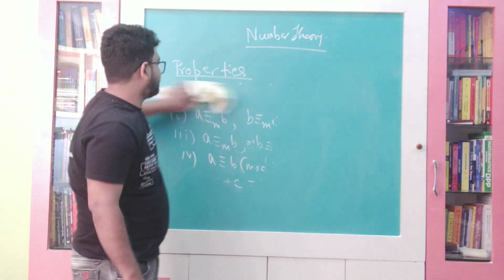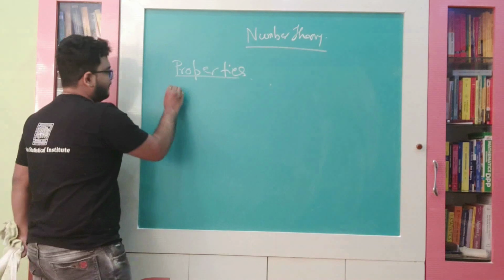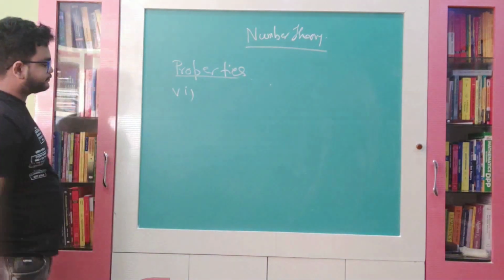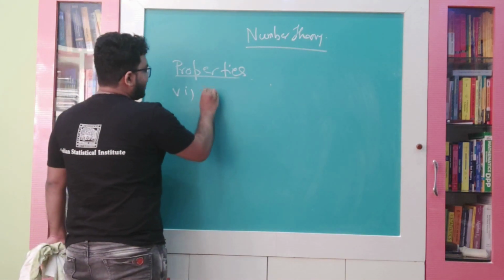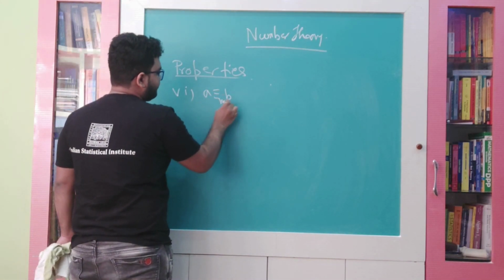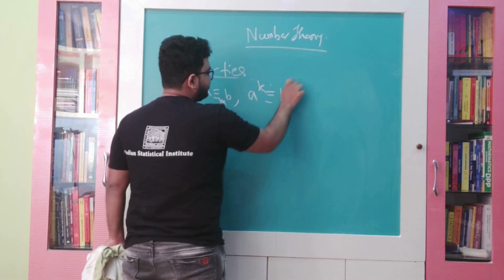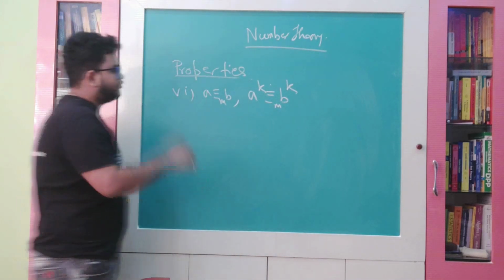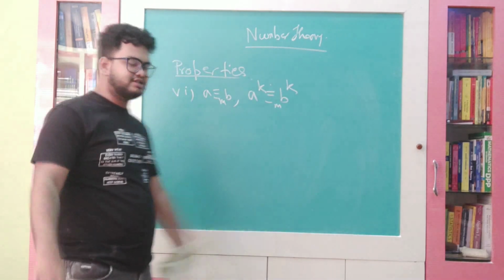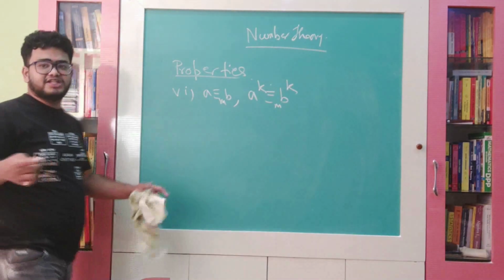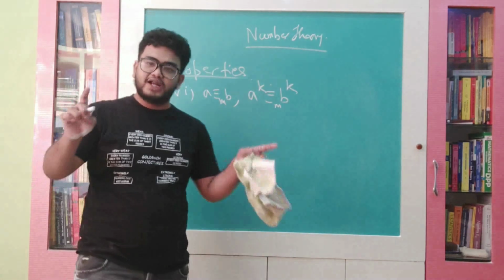Another property, 6, which is the last property I will mention, though there are many properties. It says that if A is congruent to B mod M, then A to the power k is congruent to B to the power k mod M for k belonging to the integers. A, B, M are all integers, and in the definition A, B are also integers, where M is a fixed positive integer.